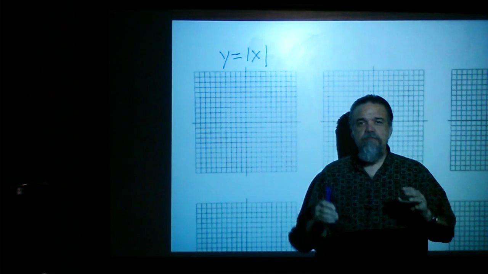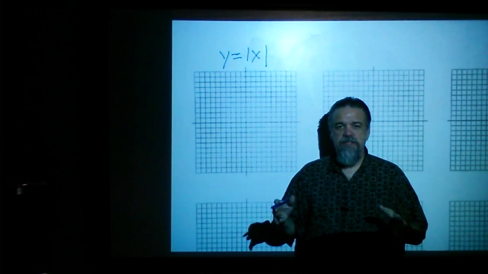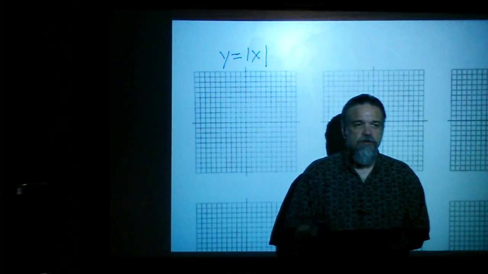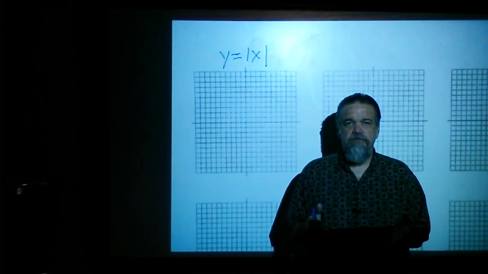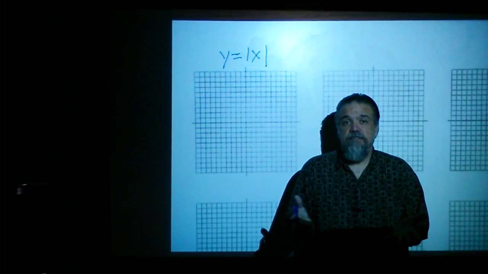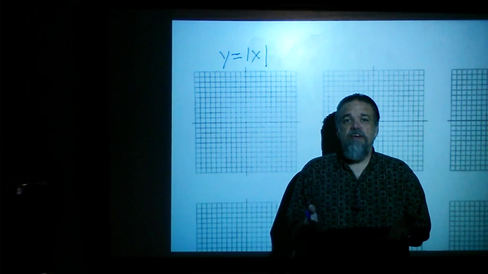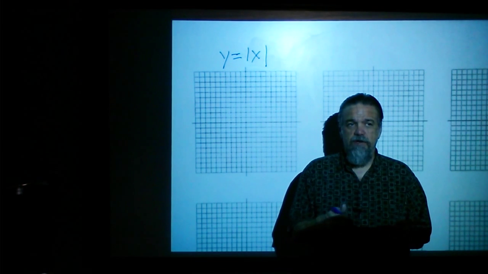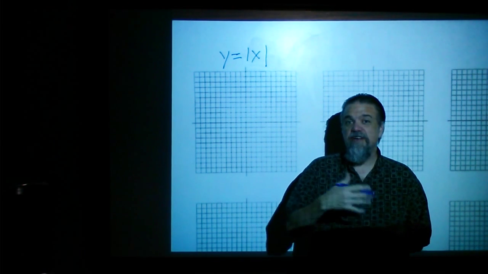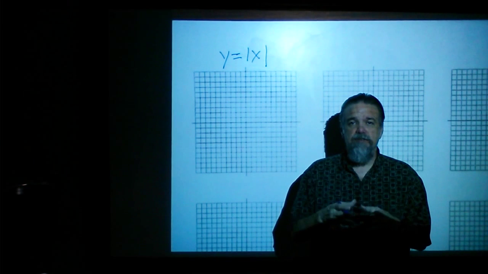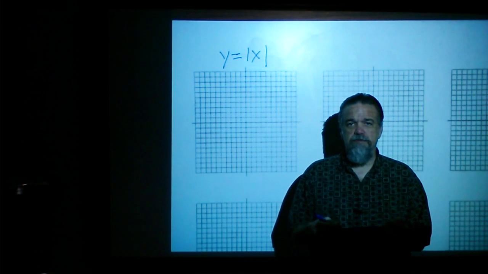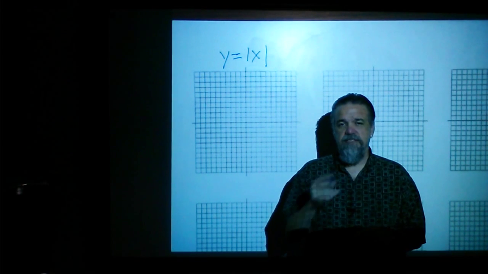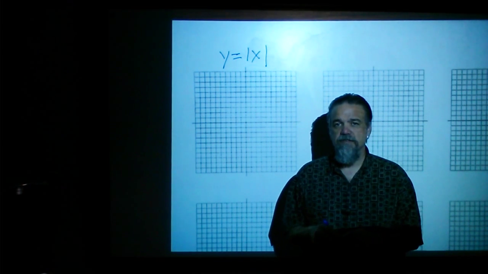Okay, let's remember what the absolute value means. It means the distance from that number to zero, okay? So if it's a positive number, the absolute value of x is simply x. It's just that number. If it's a negative number, then the absolute value of x is going to be negative that number. In other words, you make it positive. So the absolute value of negative 4 would be 4. The absolute value of negative 7 would be 7. Because for all real numbers, that's the distance that it is from 0.